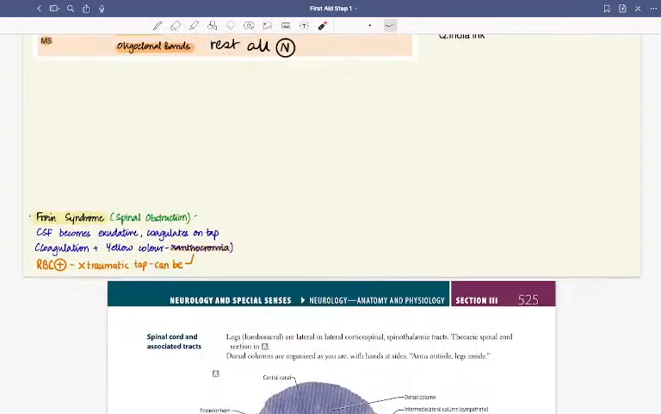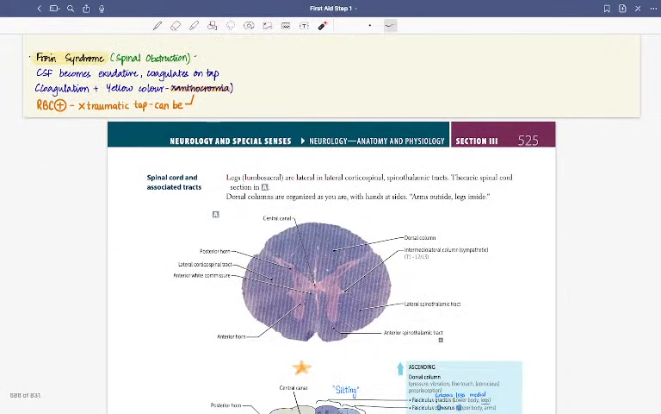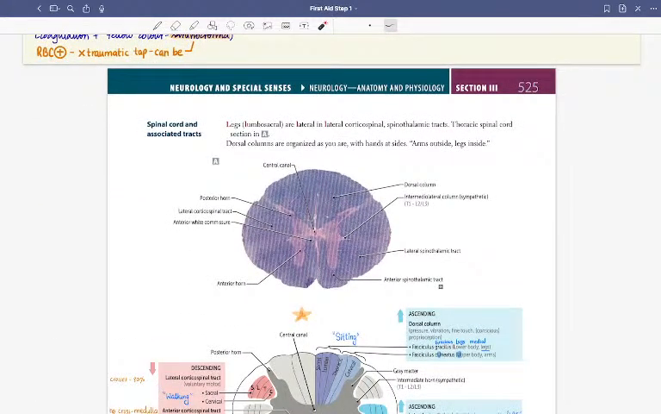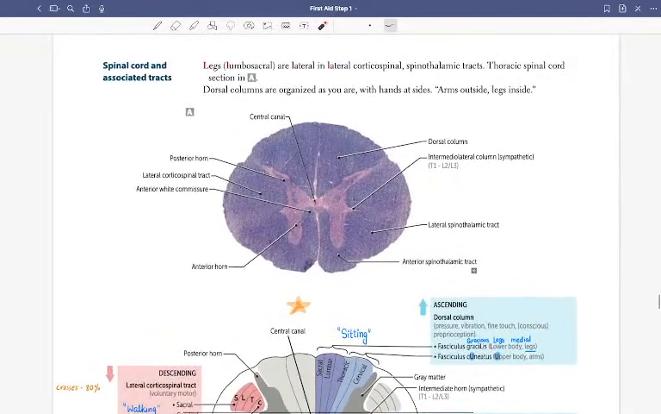And xanthochromia, when do we have xanthochromia? That is RBC on tap. That will be yellow in color. Okay, so that is then. Next is this part.